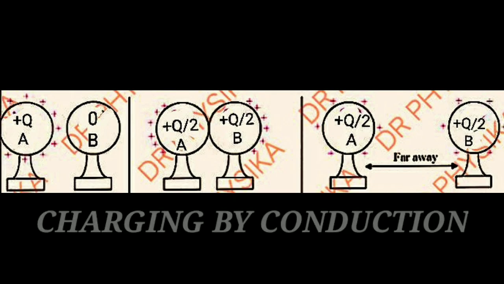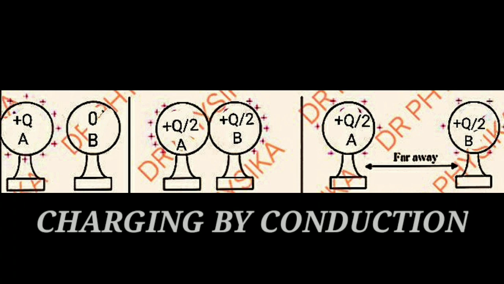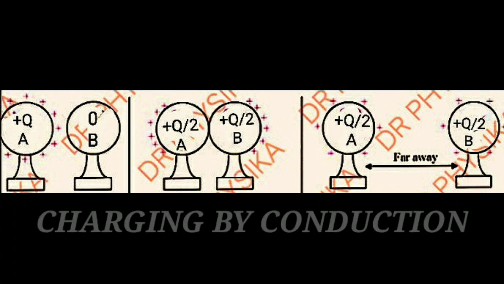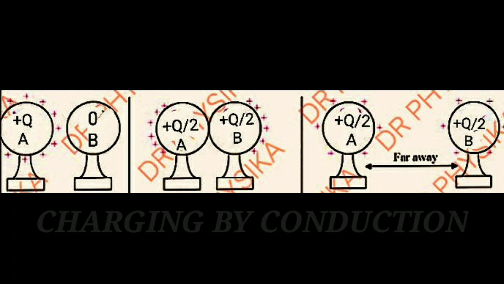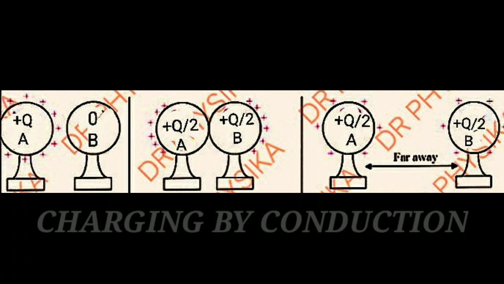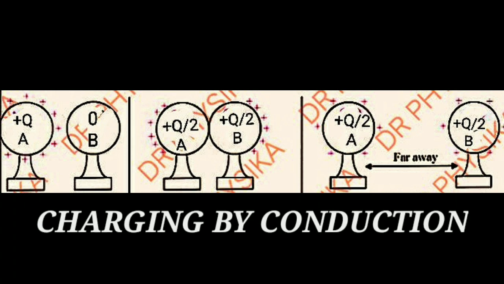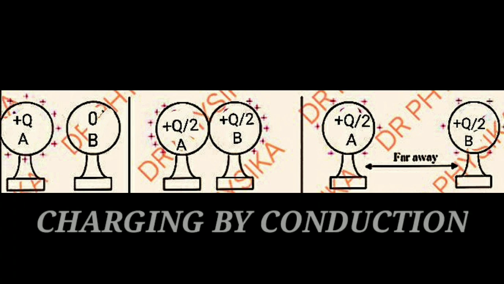Second method is charging by conduction. In this method, we consider two identical isolated spheres placed on an insulated stand, one carrying net charge +Q, that is positively charged, and the other having no net charge. If they are brought directly in contact or brought in contact with a conducting wire, some of the electrons from the chargeless sphere are transferred to the positively charged sphere.